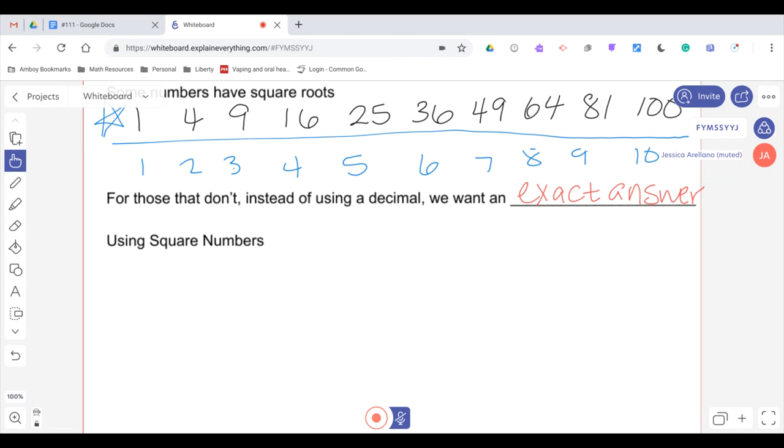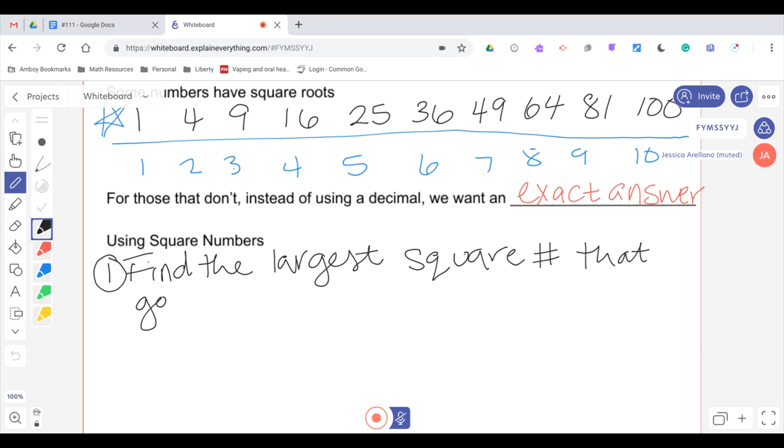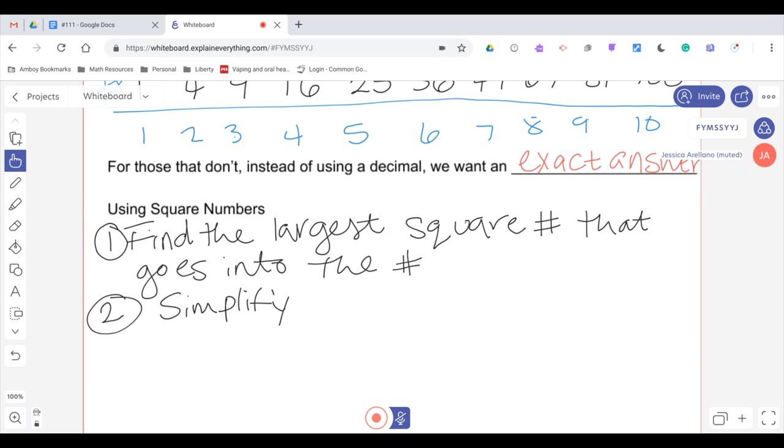We'll start with some smaller numbers. And basically, our steps are going to be that we want to find the largest square number that goes into whatever our number is. And then we are going to simplify. Okay. So let's try it with some smaller numbers first.